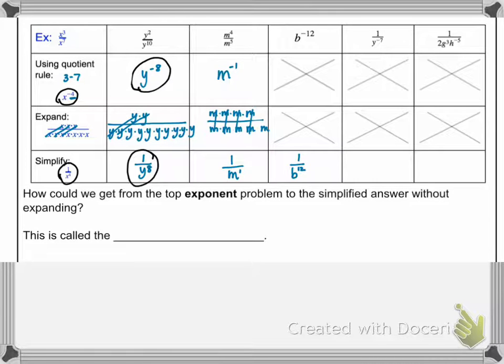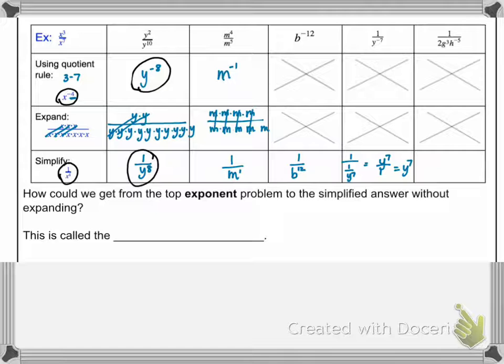Let me show you why that's true, why that works. We've already established here that that y to the negative 7th would turn into 1 over y to the positive 7th. So essentially what I have there is I have 1 over 1 over y to the 7th. And when you're dividing by a fraction, it's the same thing as multiplying by the reciprocal, which is y to the 7th over 1, or just y to the 7th.